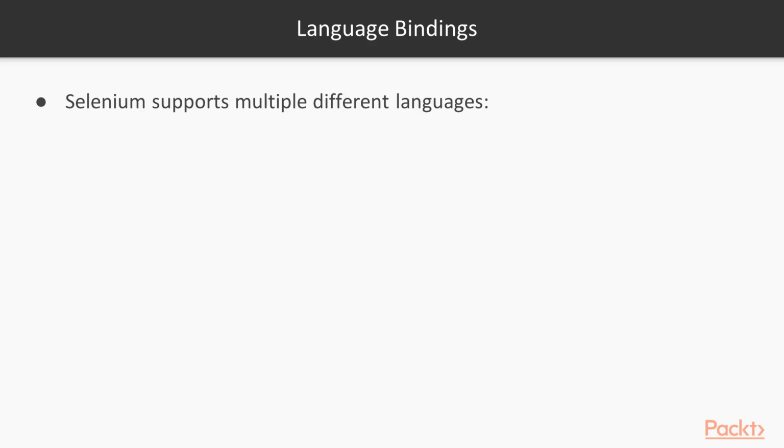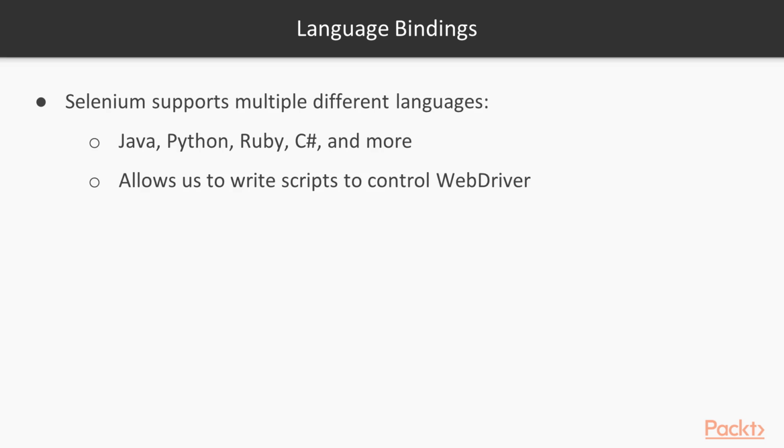So let's look at one of those layers, language bindings. Essentially, Selenium supports multiple different languages. These are things like Java, Python, Ruby, C#, JavaScript, and more. And these allow us to write scripts to control an instance of WebDriver.